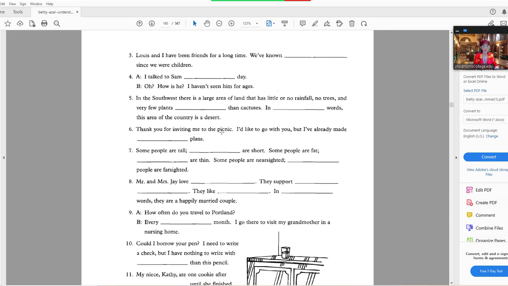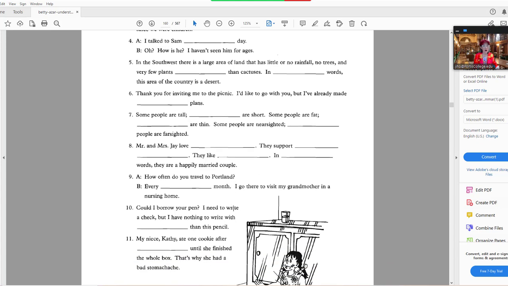Thank you for inviting me to the picnic. I'd like to go with you, but I've already made other plans. Some people are tall, others are short. Some people are fat, others are thin. Some people are nearsighted, other people are farsighted. Mr. and Mrs. J love each other. They support each other. They like each other. In other words, they are a happily married couple.